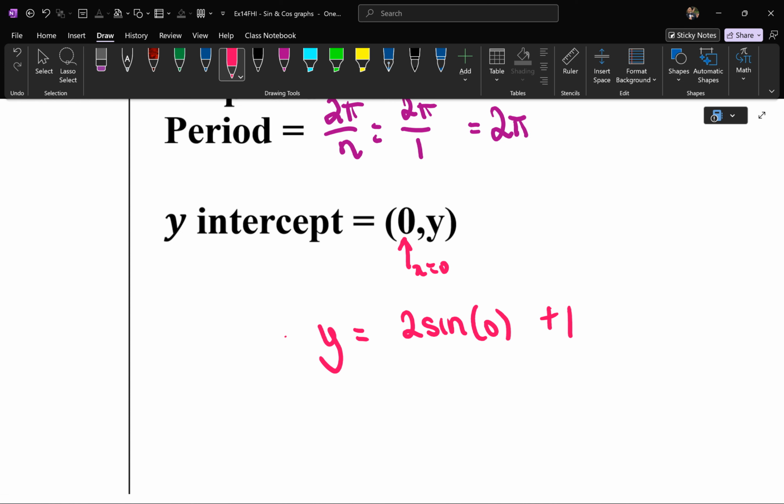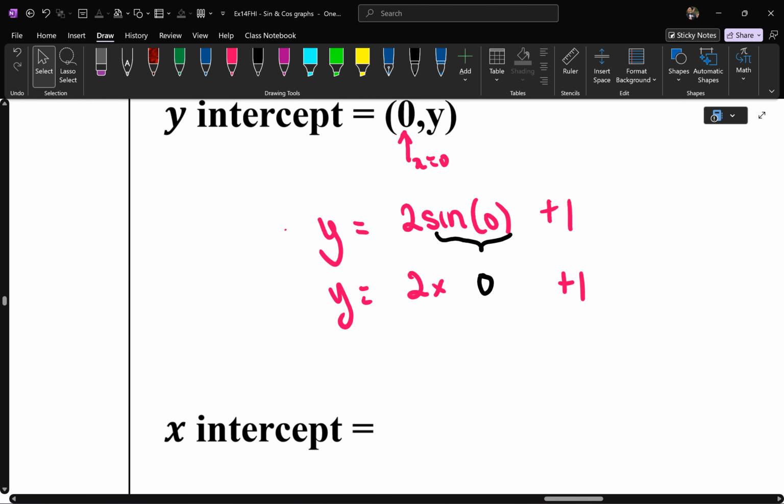Do your exact values. Let's calculate it. Y is equal to 2 times sine of 0 plus 1. But sine of 0 is equal to what? Can I please have Namafi? 0. Very good. That's your exact values that you have to remember. So sine of 0 is 0. And 2 times 0 is just 0. So your y-intercept must be 1.